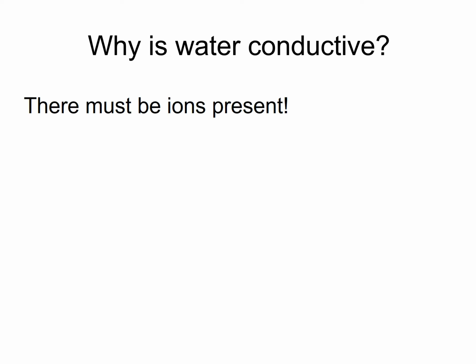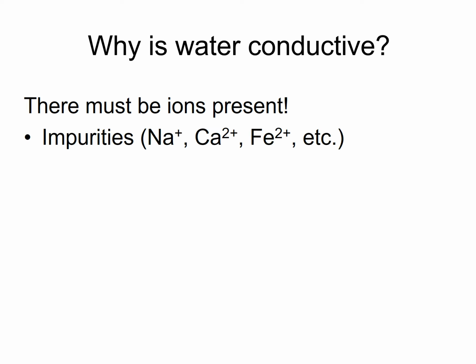The first thing we must be aware of is that if it's conductive, we can attribute this to the presence of ions. There have to be ions in that water in order for it to conduct electricity. Now, where are these ions coming from? Well, one place is simply as an impurity.